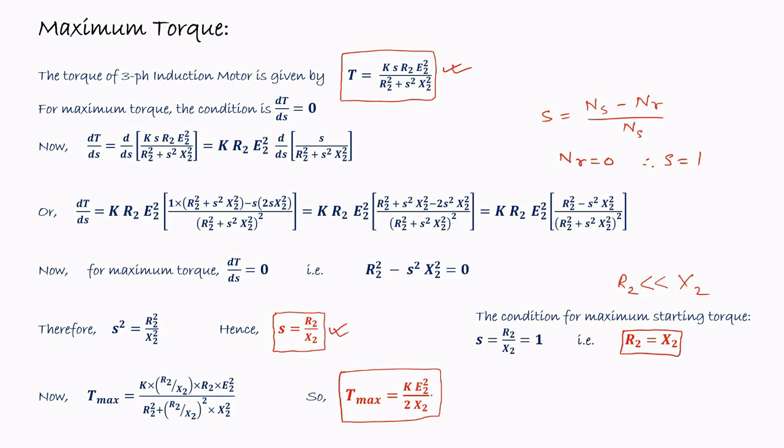Here we can see that the maximum torque does not depend upon the rotor winding resistance, but the condition for maximum torque depends upon the rotor winding resistance. So this is the maximum torque of the three-phase induction motor. It is K E2 square upon 2 into X2.